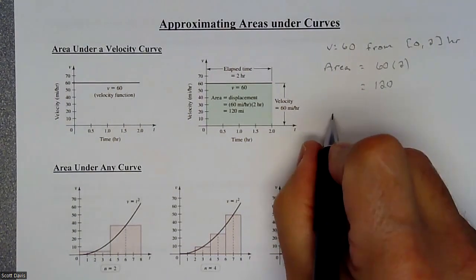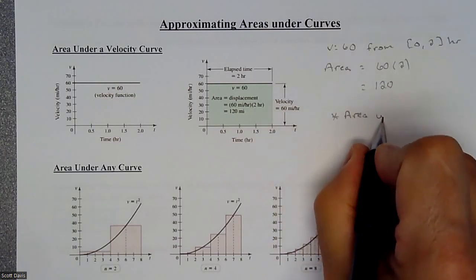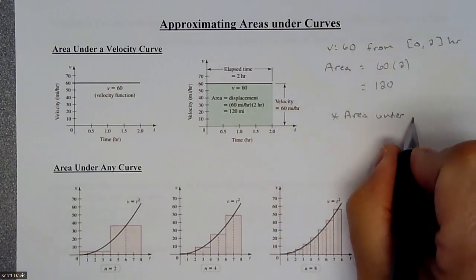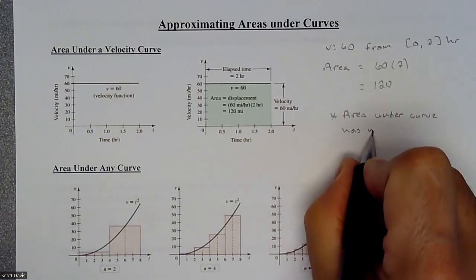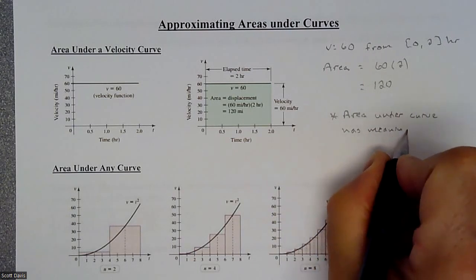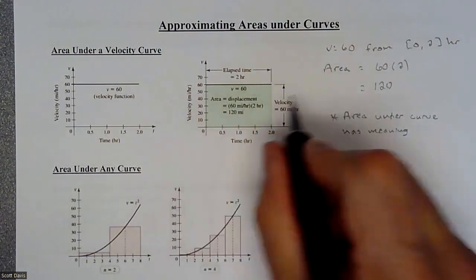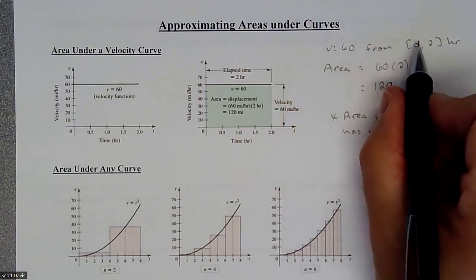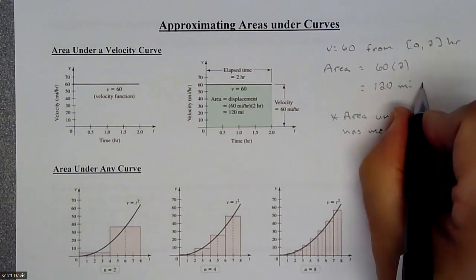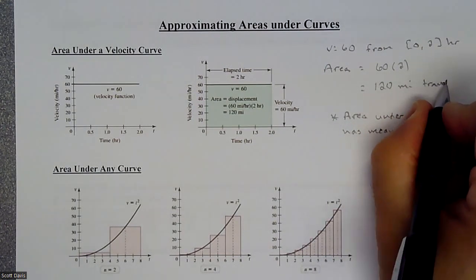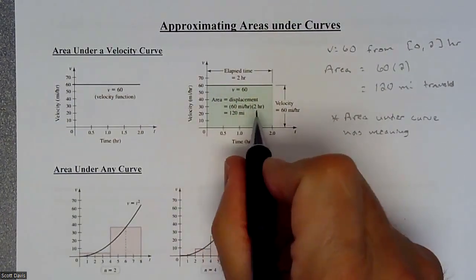That 120 has meaning. So this area under a curve has meaning. So for us in this situation, this 60 by 2 is 120, and that 120, if you think about it, we're going 60 miles per hour for 2 hours. We just went 120 miles traveled. So the logic on this tells us 120 miles, but there's also an area under a curve, there's meaning behind it.